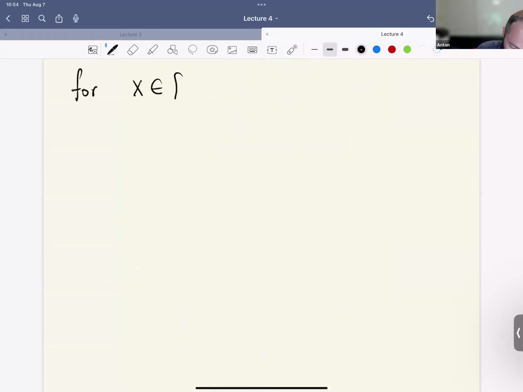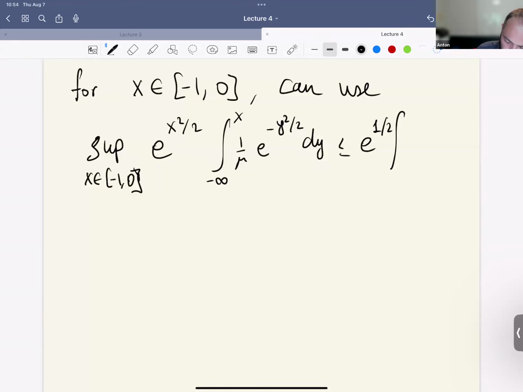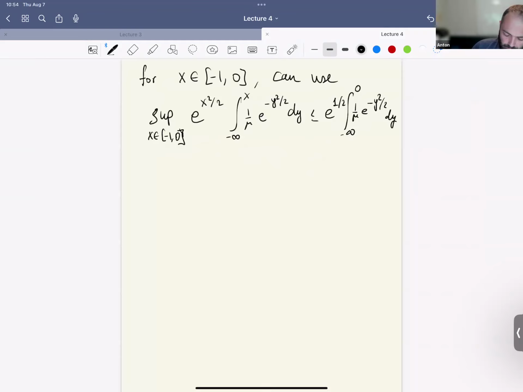For x between, say, -1 and 0, we can use the supremum of e to the x squared over 2, times the integral of 1 over mu e to the negative y squared over 2 dy, less than or equal to e to the power 1 half, times the integral from negative infinity to 0 of 1 over mu e to the negative y squared over 2 dy. Okay. I omitted this bound.